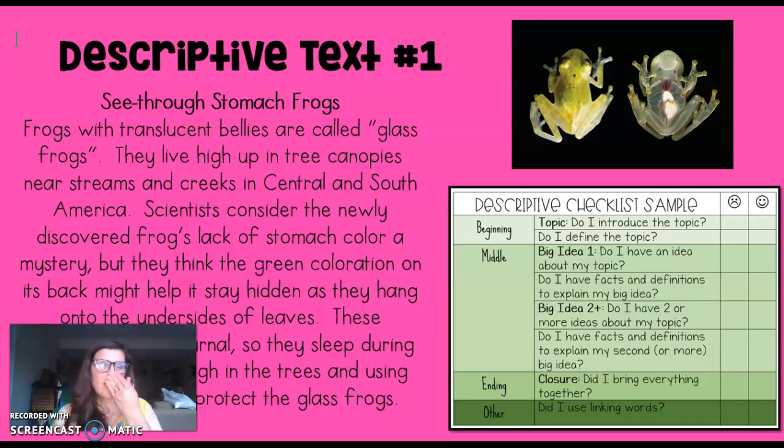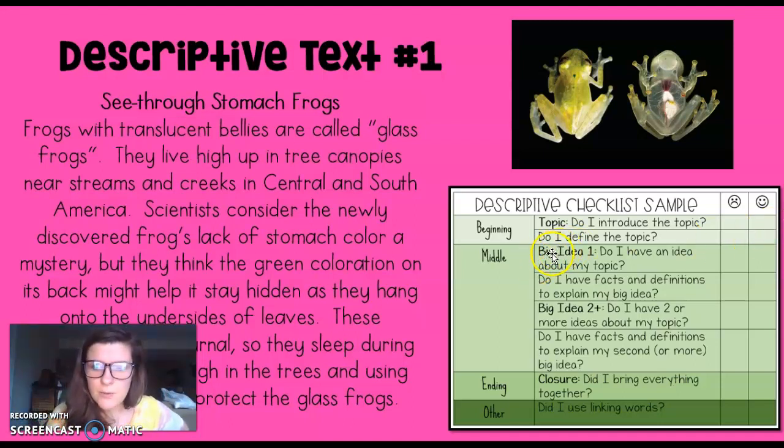How cool. All right, so after we do our reading, we need to go check our descriptive checklist sample. If it doesn't have a part, it's a sad face. If it does, it's a happy face. And if it has all happy faces, then boom, it's a descriptive writing. So in the beginning, it says topic. Do I introduce the topic? So our topic is about see-through stomach frogs. So yes, check, there's a title. Do I define the topic? Okay, well, let's reread. Frogs with translucent bellies are called glass frogs. That defines it. So yeah, 2 smiley faces. So far, fingers crossed, this is a descriptive writing piece.